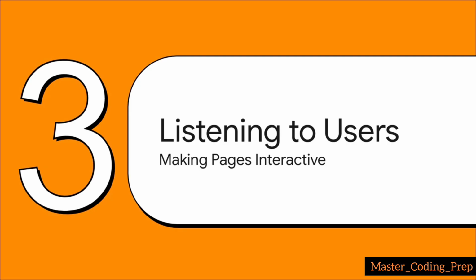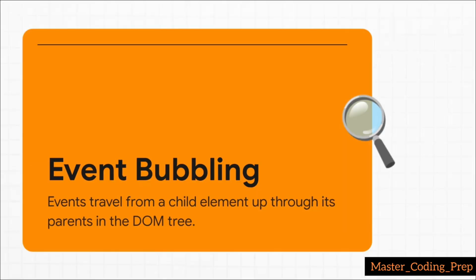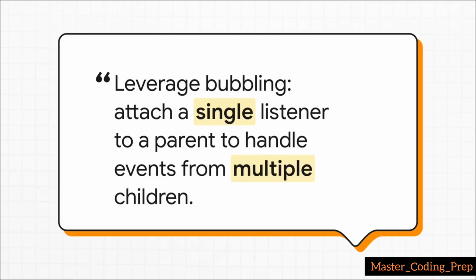All right, our page has content, but it's just sitting there. A page that can't respond to a user isn't much of an application. So how do we start listening for what our users are actually doing? To really listen efficiently, you first need to understand this natural behavior called event bubbling. It's pretty cool. When you click on, say, a button, that click event doesn't just stop there. It actually bubbles up the DOM tree. It notifies the button's parent, then its grandparent, and so on, all the way up to the top of the page. And because of this bubbling behavior, we can use an incredibly clever and powerful pattern called event delegation.